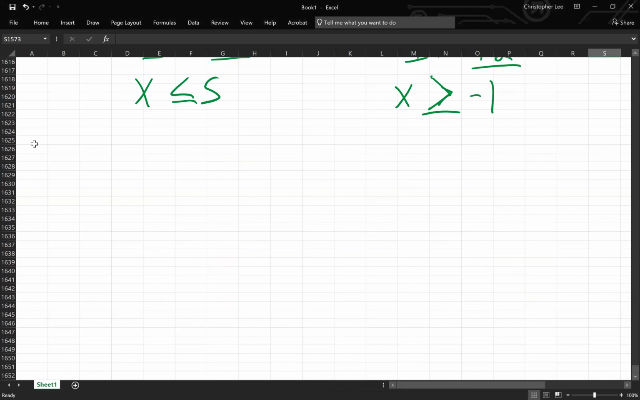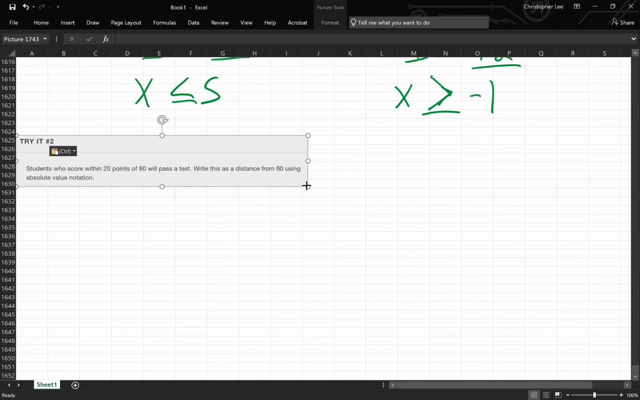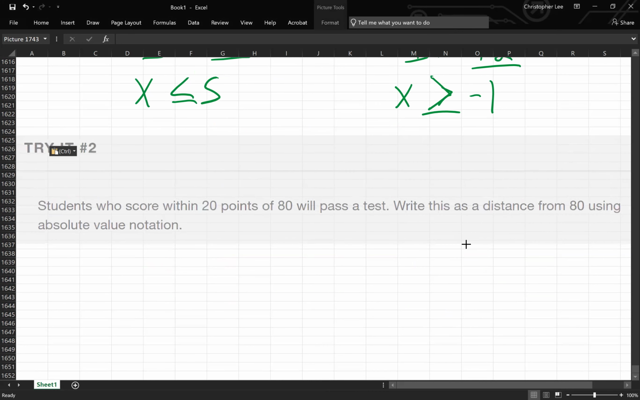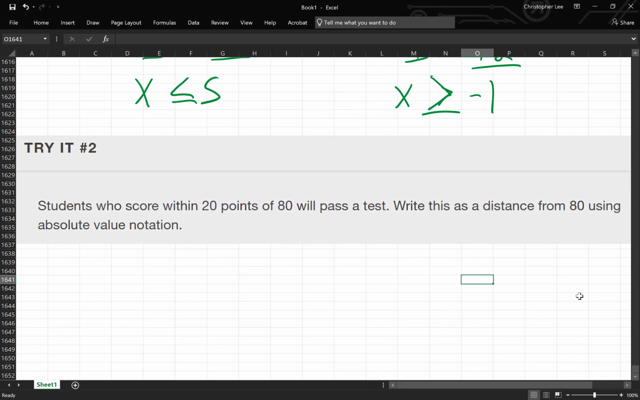Let's try another one real quick before we jump into some other stuff. So this is another example, right? It says students who score within 20 points of 80 will pass a test. Write this as a distance from 80 using absolute value notation. So tell me what to write. This is going to be x what?